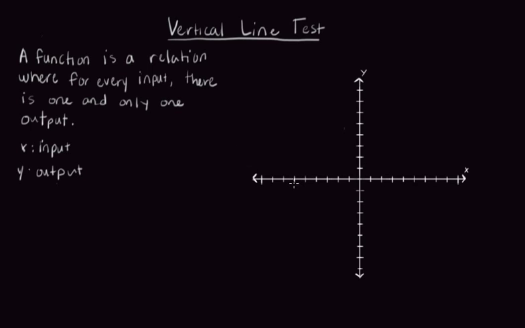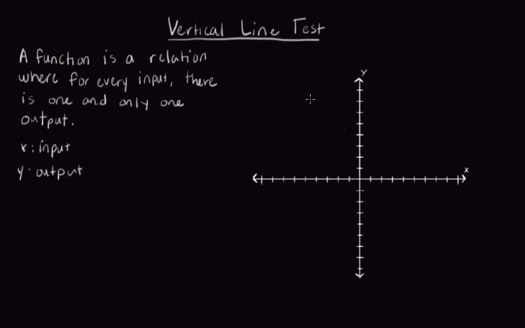So every time you have an input, if your input is -1, there's one output. Input is -2, one output. Input is 3.76, there's one output for that, whatever it happens to be. So we can actually test for that by using a test called the vertical line test, if we have the function already on a graph.